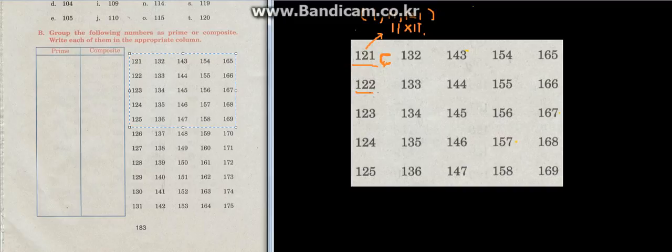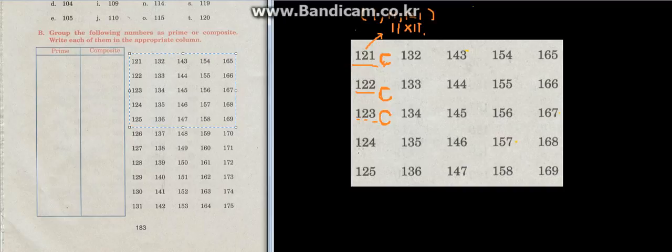Then how about 122? So this number can be divided by 2. So easily you can find out that this number is composite number. Then how about this? This number can be divided by 3. To be divisible by 3, the sum of all the digits here, 1, 2, 3 equals 6, should be divided by 3. So here 6 divided by 3 doesn't have remainder, so we can say that this is composite number.